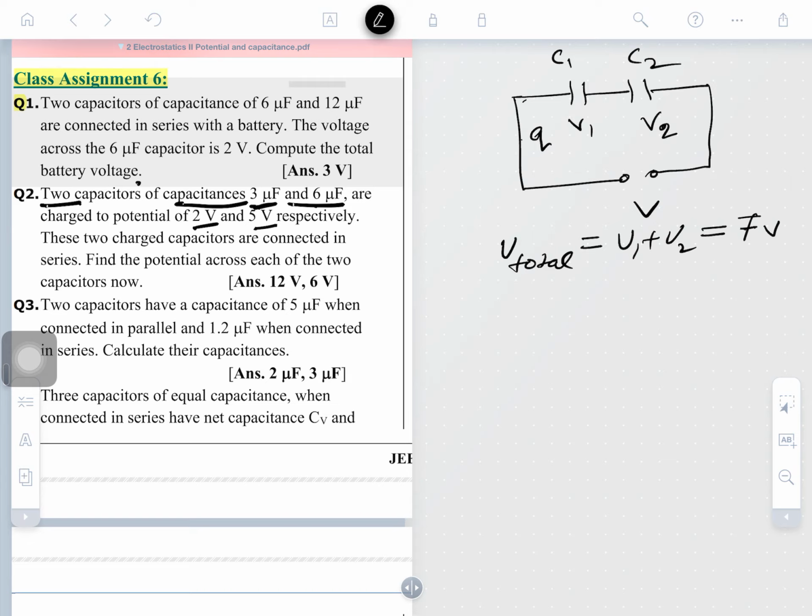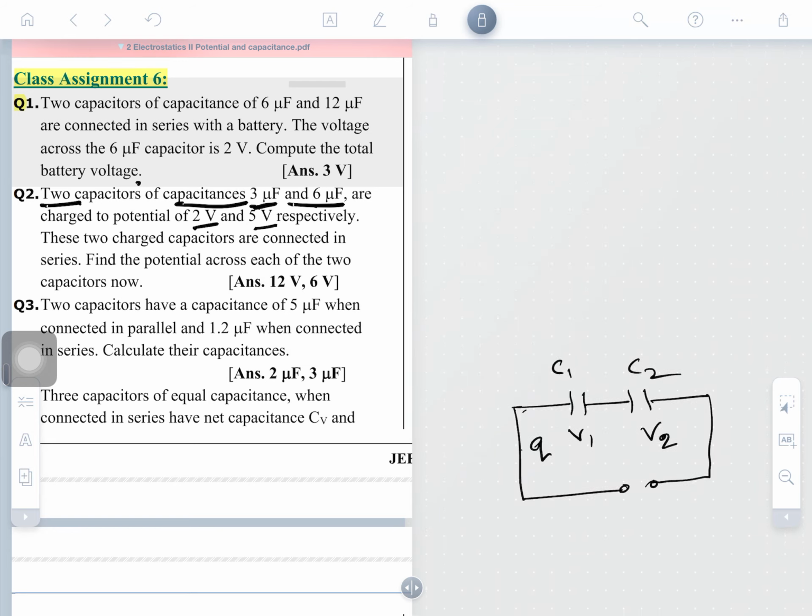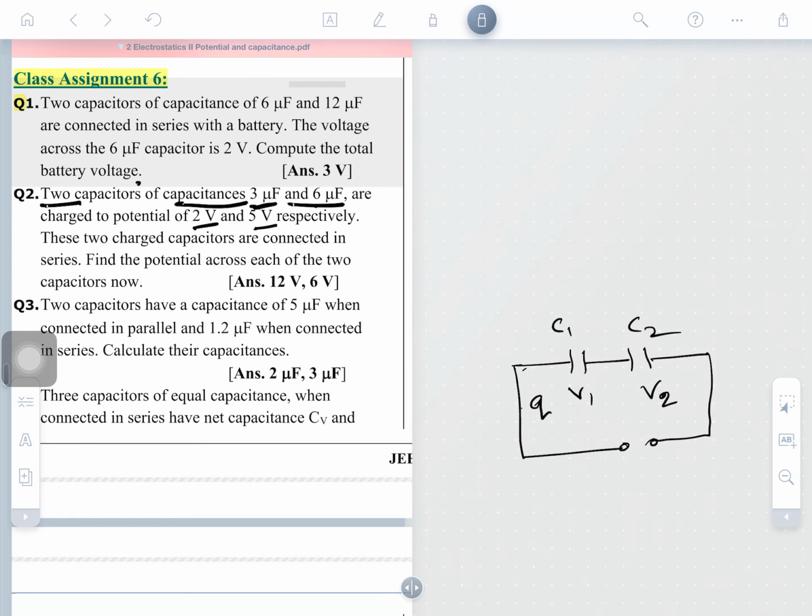What is the question here? Tell me, what will happen to this? It means a different type of question is there. What the question is saying, I am telling you: the earlier situation was there. There is one capacitor, okay? This is charged at potential V1.